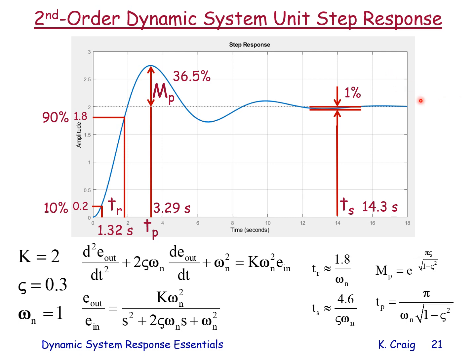So here is our second order system step response. I assume k is equal to 2, zeta is 0.3, omega n is 1. So I see here my response on the blue curve rises up, an overshoot, an oscillation, then it gets within 1% and stays there. And my rise time, my overshoot, my peak time, my settling time, we've all defined.